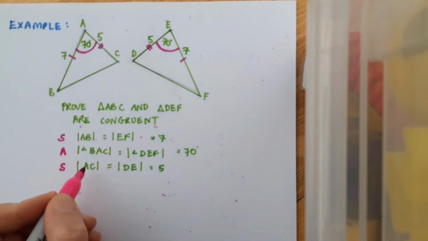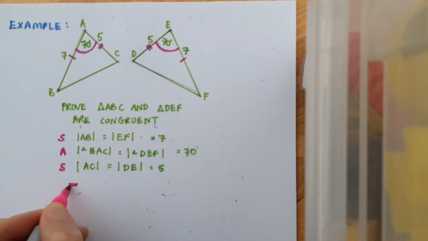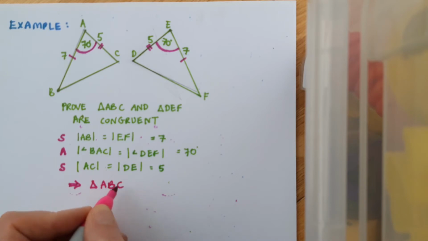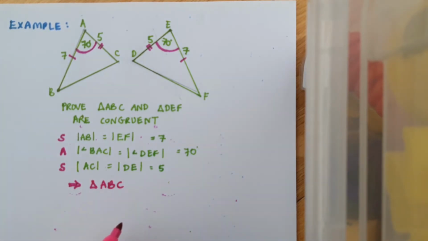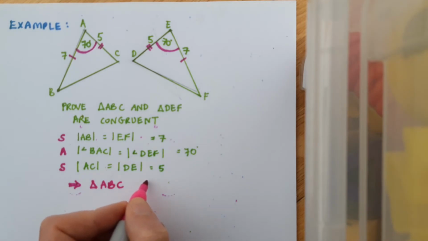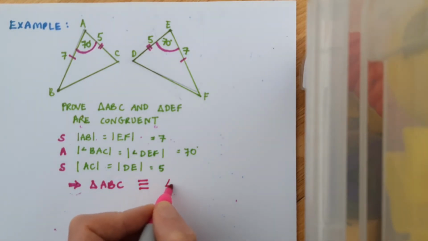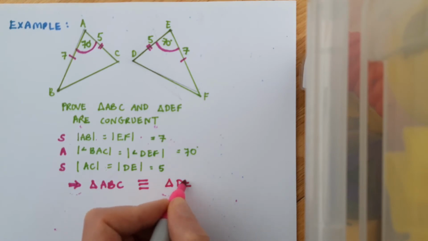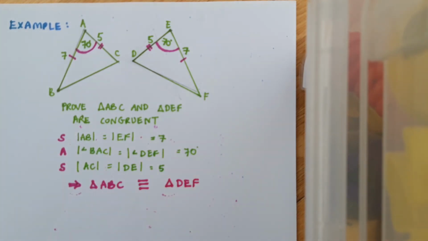So having made these 3 statements, I can say this implies that the triangle ABC and the triangle DEF are congruent, but I don't want to write it out as a sentence. Instead, I'm going to use a symbol. And the symbol that I'm going to use is like an equal sign with 3 lines, and that's the symbol for congruency. The triangle ABC is congruent to the triangle DEF.